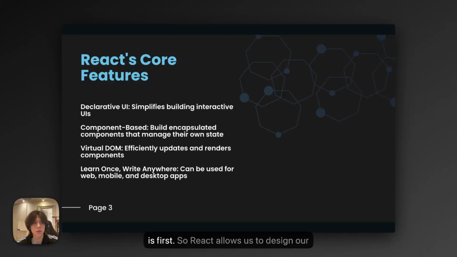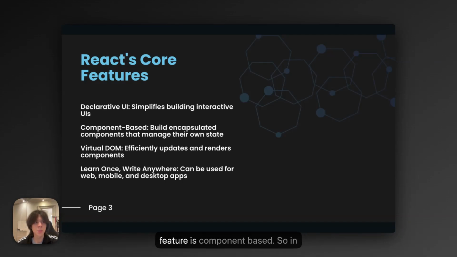So some of the React core features. Declarative UI is first. React allows us to design our user interfaces in a declarative manner. This means we can describe what we want the UI to look like for a given state, and React takes care of updating the actual UI to match the state. This approach simplifies the process of building interactive UIs because we don't need to manually manipulate the DOM or worry about how to transition from one state to another.